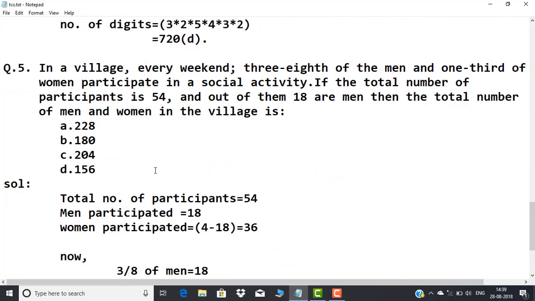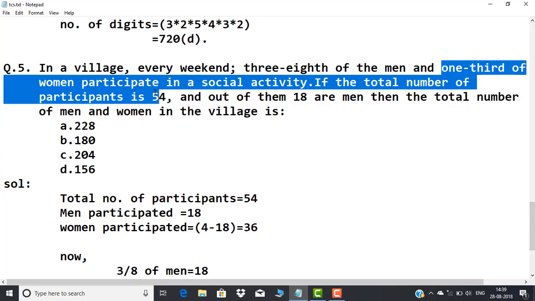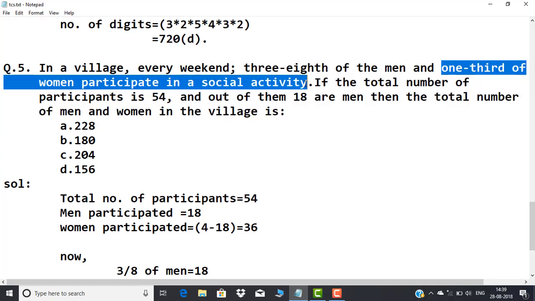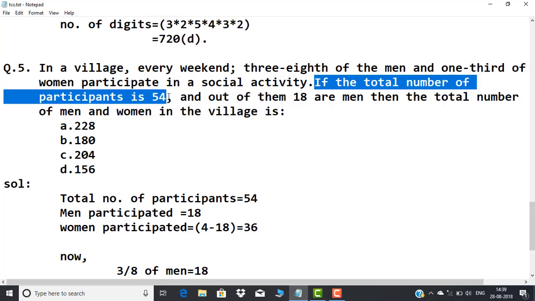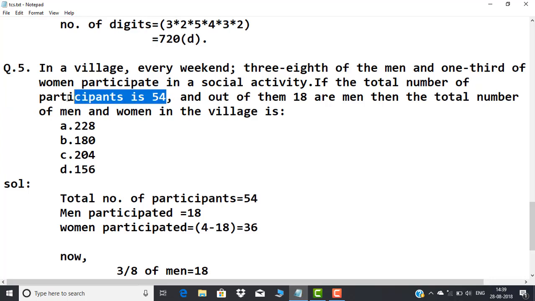So now moving to the last question of this tutorial. In a village, every weekend 3/8 of the men and 1/3 of the women participate in a social activity. It is given that the total number of participants is 54, and this point is very important. Out of them 18 are men, and we need to calculate the total number of women in the village.